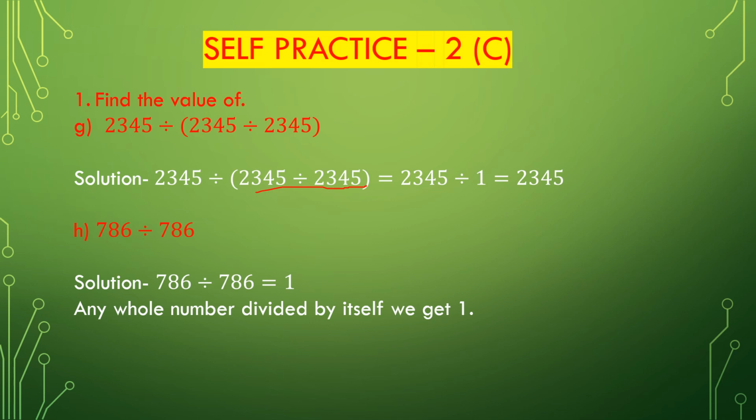2345 divided by 2345, we get 1. Any whole number divided by itself we get 1 only. Here we get 1. Then we divide 2345 divided by 1. We get 2345. Any whole number divided by 1 we get the same whole number. Then H, 786 divided by 786. We know any whole number divided by itself we get 1.